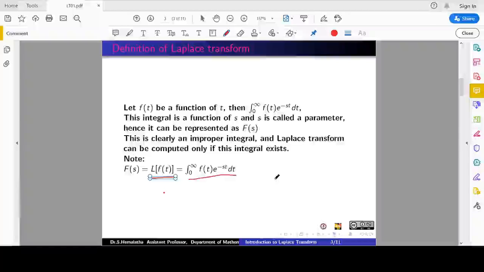Now coming on to the parameter part, s can also have complex terms as its inputs. So this definition is quite important. We need to remember it. Laplace of a function is defined to be integral 0 to infinity f of t e power minus st dt.